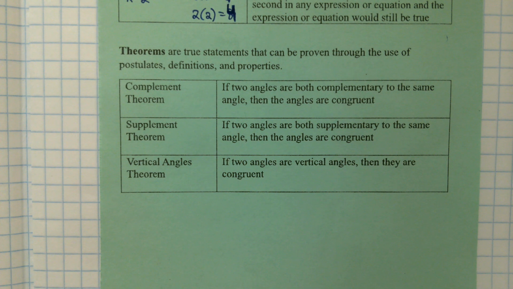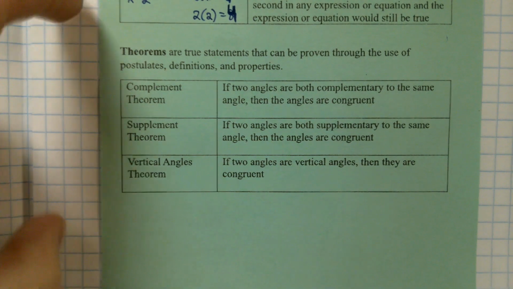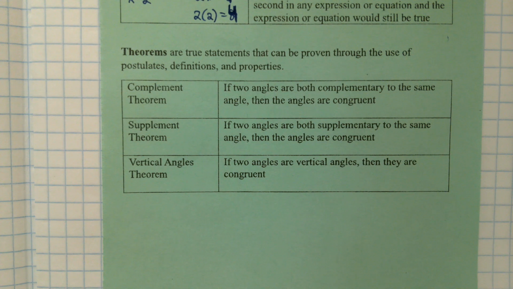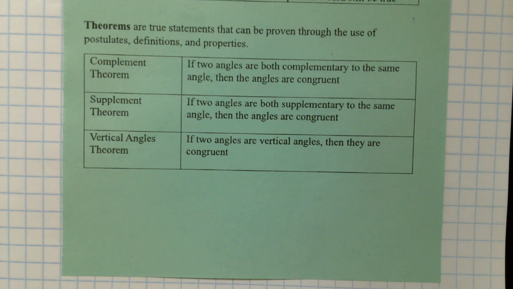Theorems are true statements that can be proven through the use of postulates, definitions, and properties. So everything that we've talked about are all my reasonings for proving these theorems. The Pythagorean theorem is definitely a theorem that we could prove using postulates, definitions, and properties.